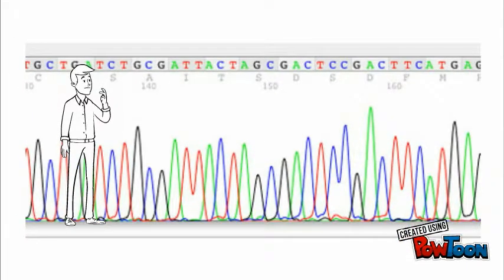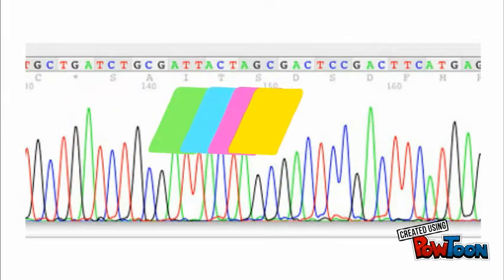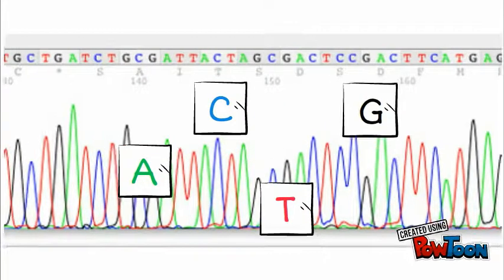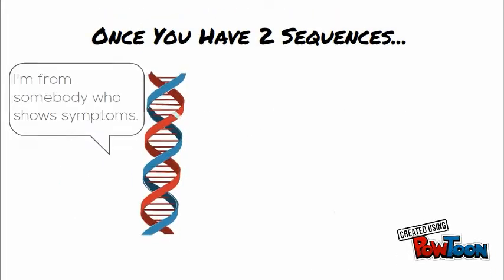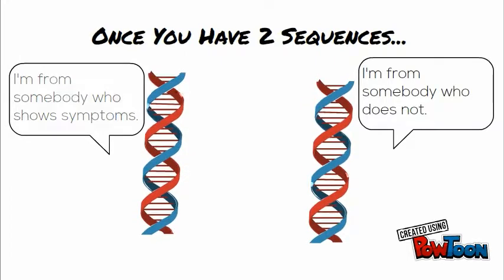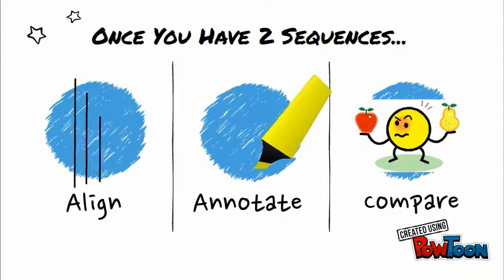The result is called an electropherogram, and thanks to the 4 different fluorescent tags used, we have a graph illustrated with different wavelengths. Each wavelength refers to a different building block, which all come together to create an entire sequence. The real magic began once you had 2 DNA sequences, one mutated and one not. To compare them, you had to align, annotate, and finally get to work.